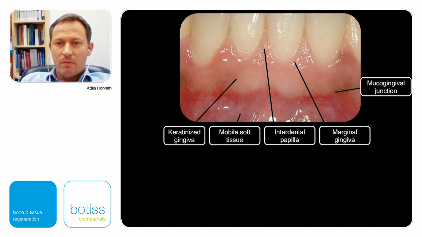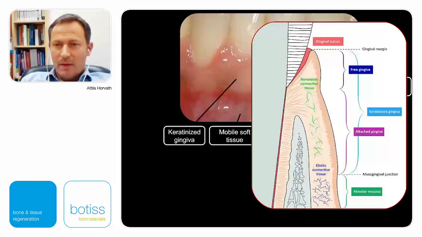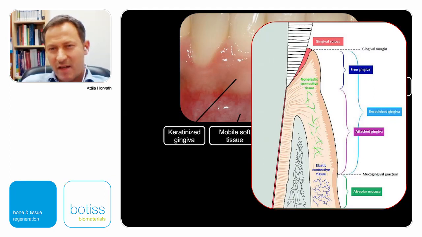So mobile mucosa, mucogingival junction, keratinized gingiva, and the papilla. This is what we would like to cover today. But you might remember I was sort of mixing keratinized gingiva and attached gingiva, keratinized mucosa and attached mucosa.